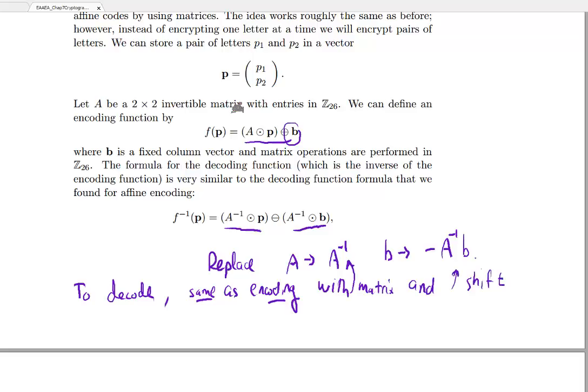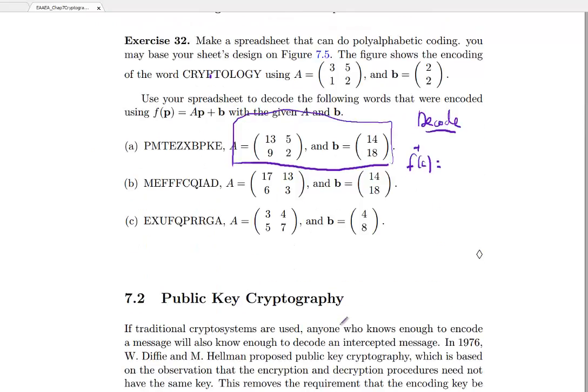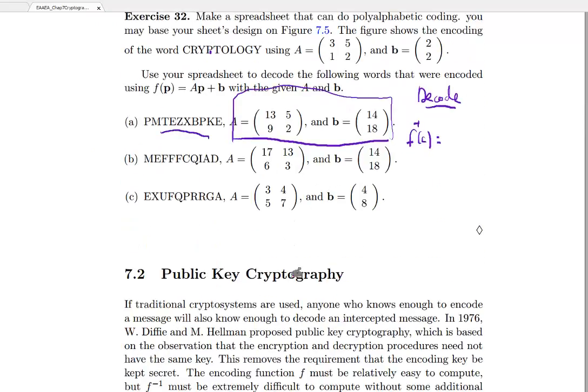Okay, so how does that work practically in our example? Suppose I want to decode in this case. What I'm going to have to do is compute the matrix and the shift corresponding to the decode function and use those in my spreadsheet instead of A and B. All right, let me write this again. This is A inverse times C minus, let's see, it was A inverse times B. Okay, all right. So I'm going to have to compute A inverse, and I can do that by hand, and compute A inverse B also by hand.